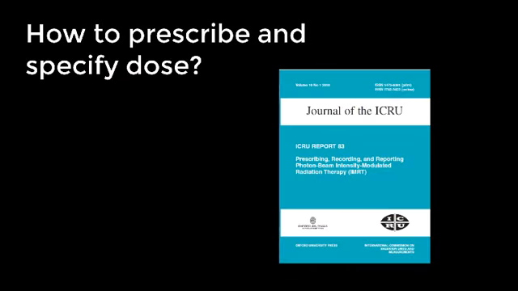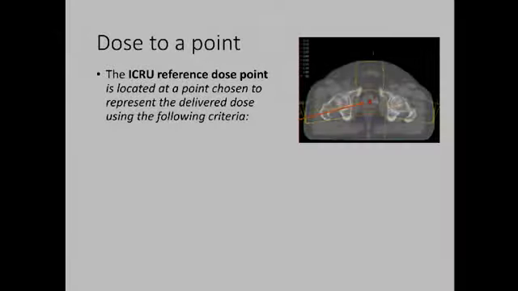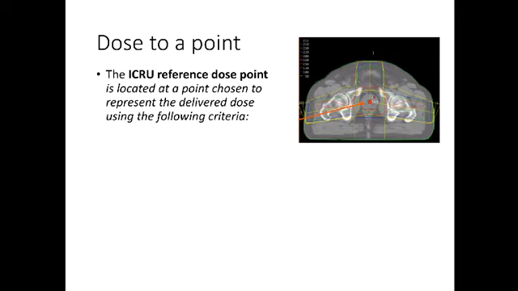So let me come back again to the question of how to prescribe and specify dose, because even with the standards I just showed you, it's still not quite that simple. So I'm going to make reference to the ICRU Report 83 and discuss how we define dose. One method of defining dose is dose to a point, and we pick a reference point. The ICRU reference point is chosen to represent the delivered dose.